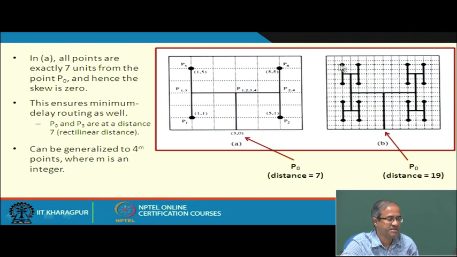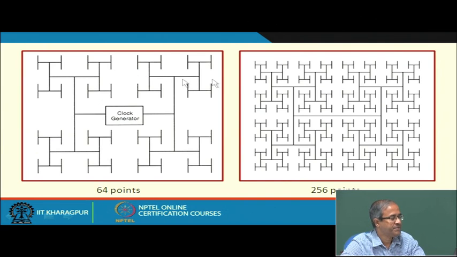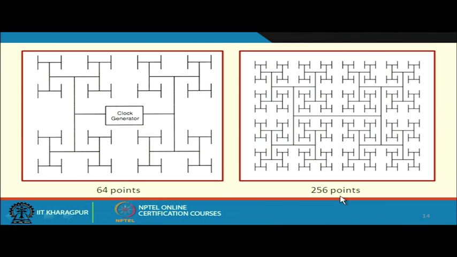This is 4 terminals, 16 terminals, so you can go up to 64 terminals, 256 terminals like this. So as you can see, as you go up and up you get a structure where the terminals are very regularly spread all across the chip. So in any scenario where you need the clock terminals to be distributed regularly across the chip, you can use this method or this principle.